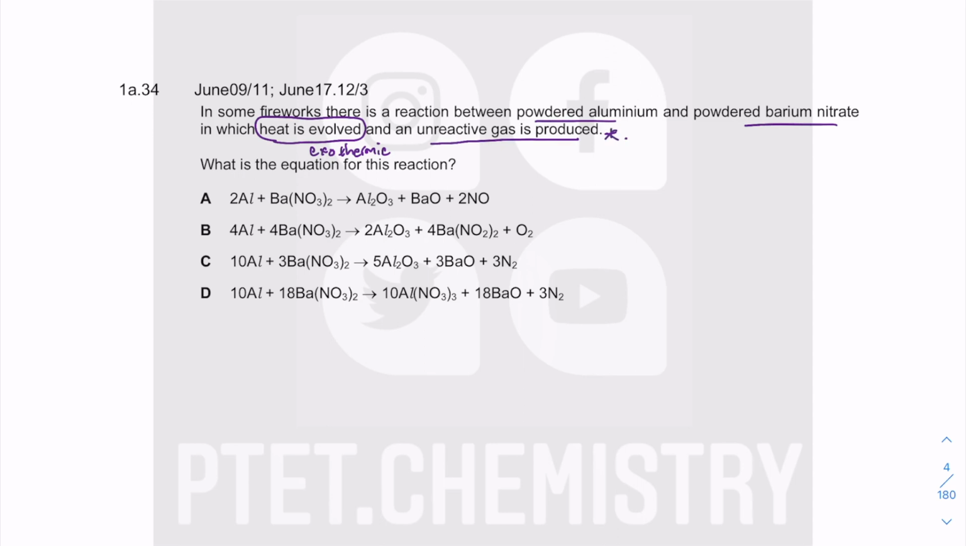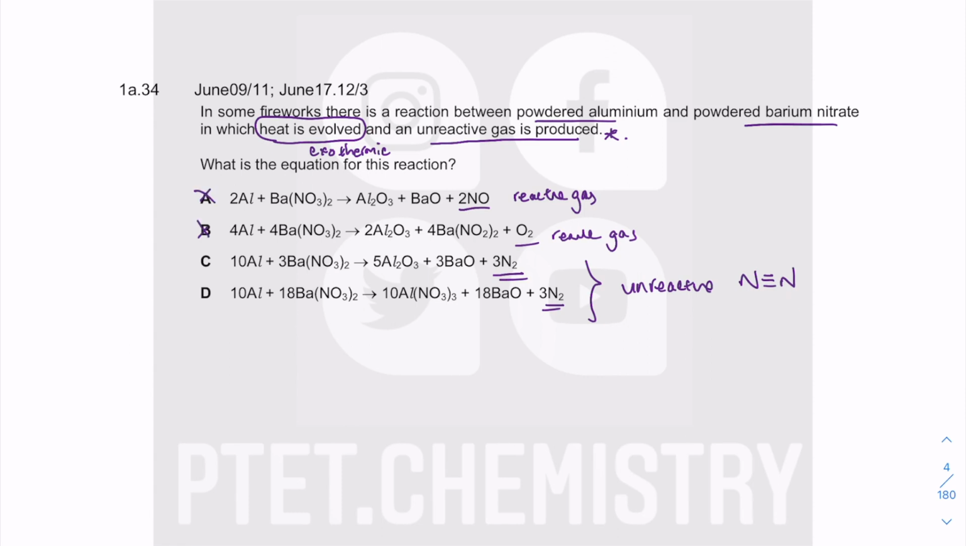So this is the important information here. NO is a reactive gas. Oxygen is a reactive gas in the sense that it promotes the combustion for more substances. We are looking at things like nitrogen, which are totally unreactive. It's very difficult to react nitrogen gas because of the strong triple bonds that need to be broken before the nitrogen can actually react. So I can cross out A and B.